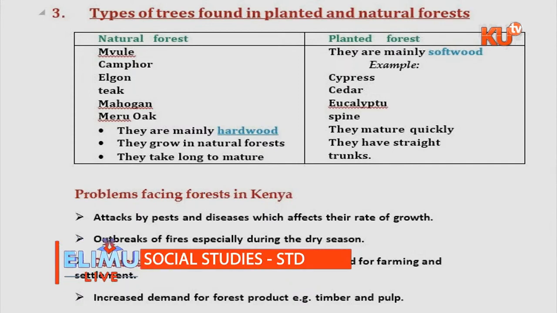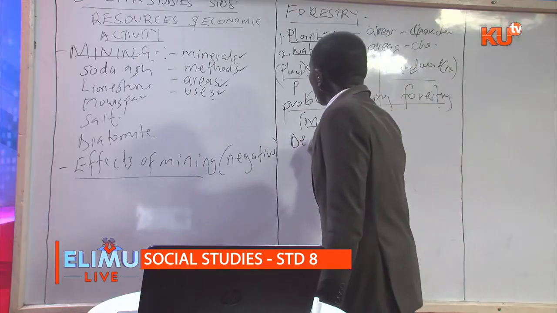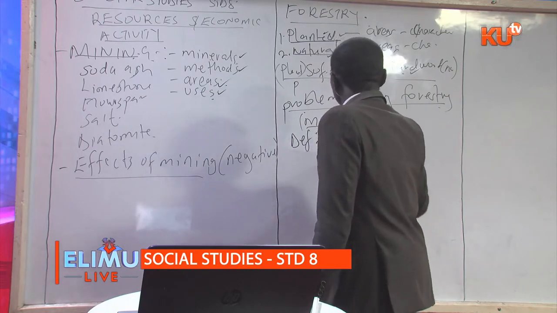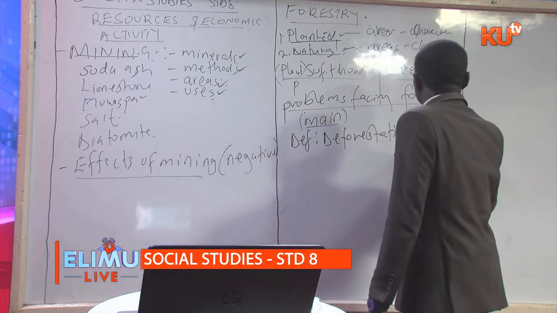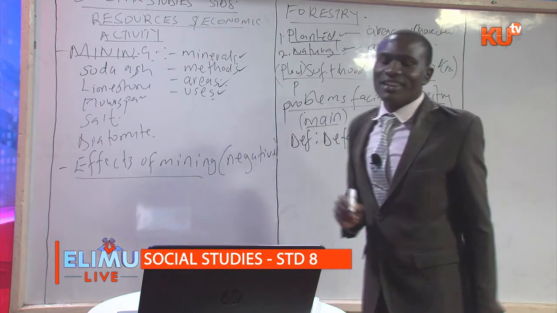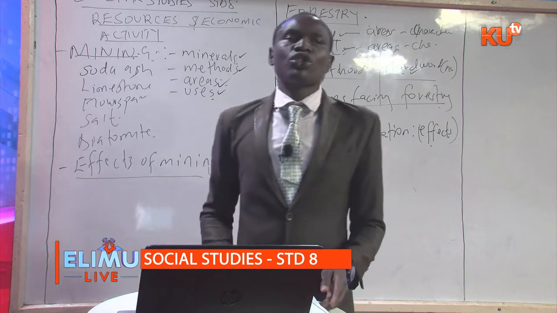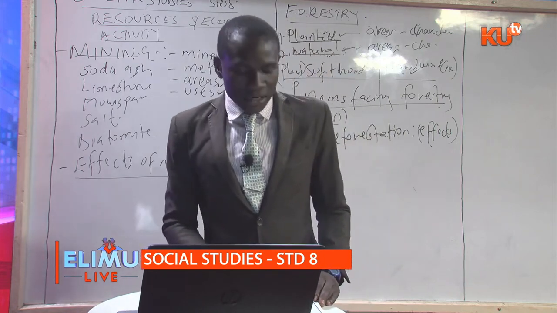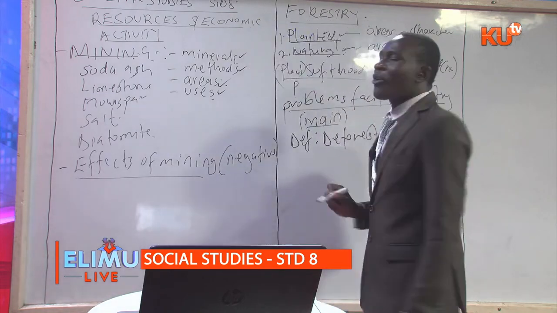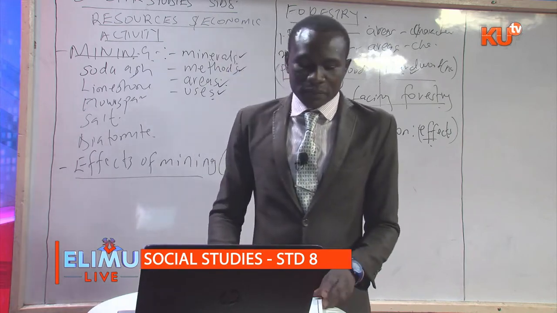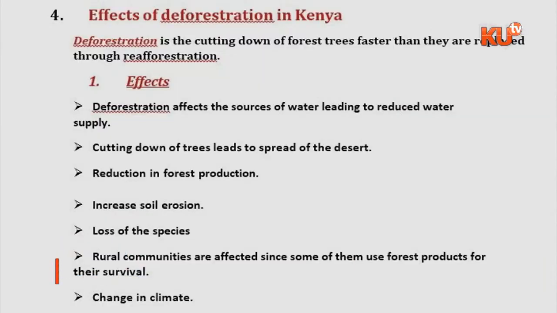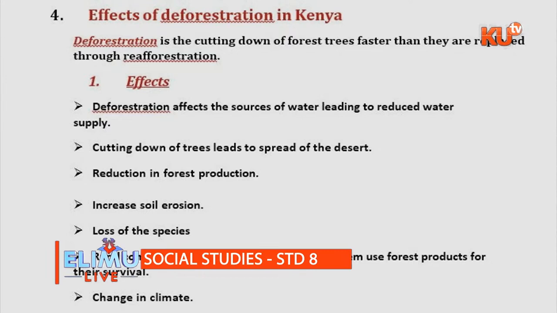And then on deforestation, after you have known the definition of deforestation, a candidate must be in a position to understand the effects of deforestation. And all these effects are negative. There is no positive effect of deforestation on human activities. Some of these effects include an increase in soil erosion, loss of species, reduction of forest production, and also cutting down of trees may lead to desertification.